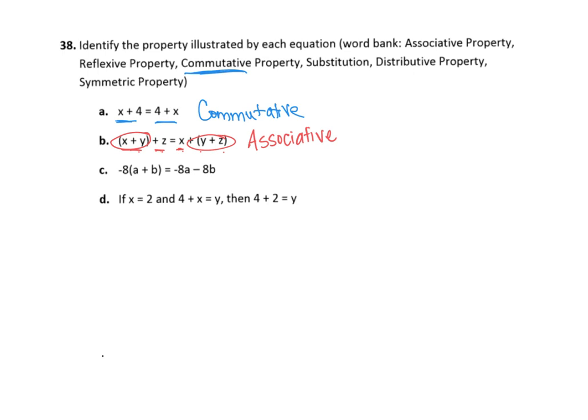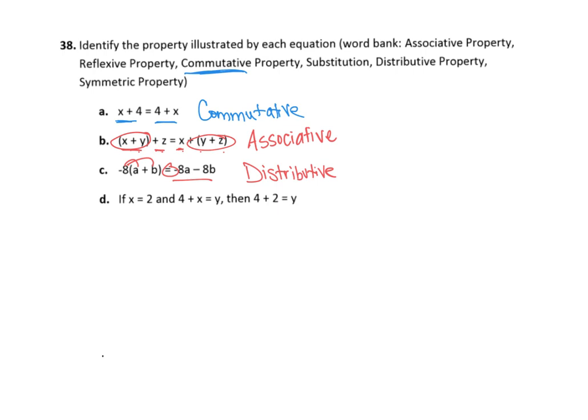On C, it looks like we have -8 on the outside, then a plus b inside the parentheses. Well, that tells me we have to multiply or distribute -8 in, and that would give us -8a minus 8b. So that is distributive property. We multiplied that value. They equal the same thing. Notice these equal signs are saying they still equal. They have the same value. We just changed what it looked like by using a certain property.